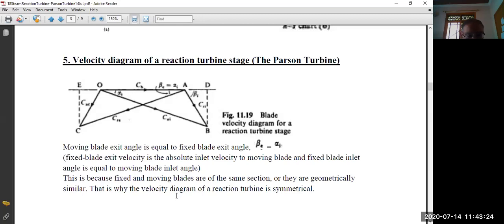Then the fixed blade exit velocity is the absolute inlet velocity to the moving blade, and the fixed blade inlet angle is equal to the moving blade inlet. So this is called symmetrical blading. So the axial velocity components CE and DB are also equal.